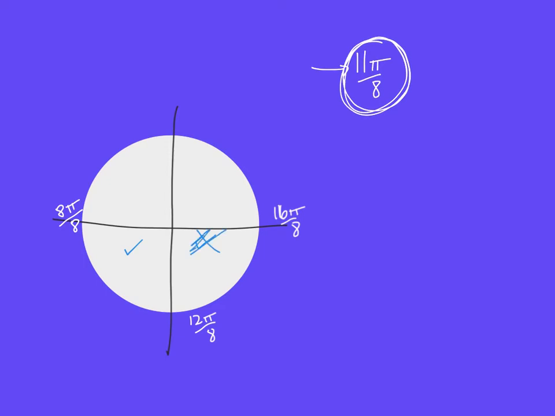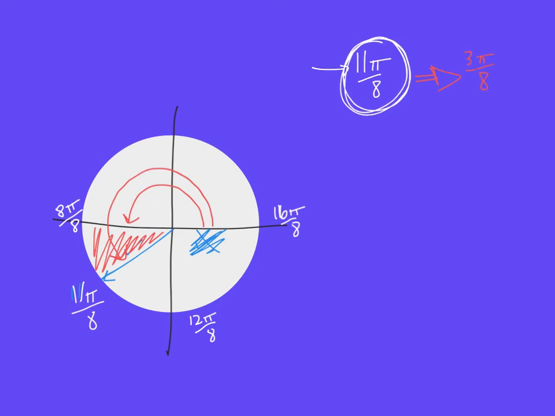It's not this guy, right? It's somewhere in here. 11 pi over 8. And this is the reference angle, right? So if to here is 11 pi over 8 and all the way to the blue line is 11 pi over 8, then the reference angle, that little bit more that I went, is 3 pi over 8.